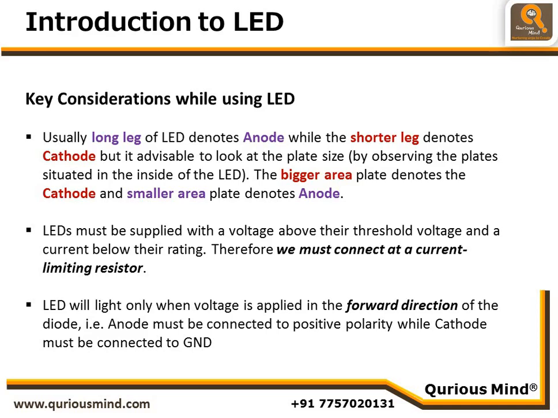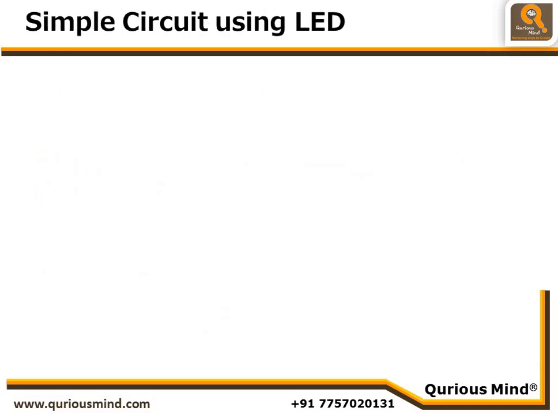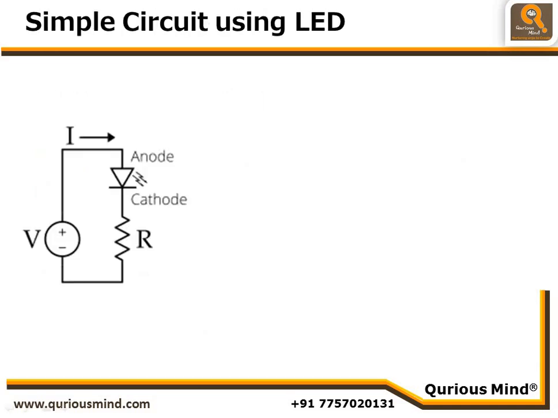Now let's see how we can create a simple circuit using LED. Here the voltage plus minus indicates a battery cell. The positive is connected to the anode terminal of LED, while the cathode is connected to the negative terminal via a resistor, and this is our current limiting resistor. So this is a simple circuit which you can build, and you will see that LED will light up.